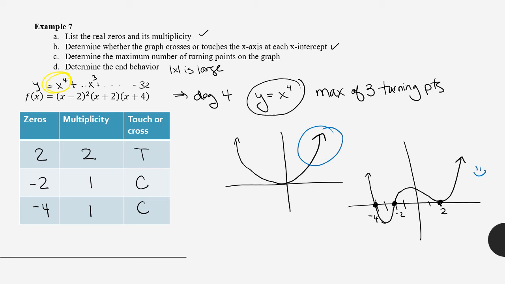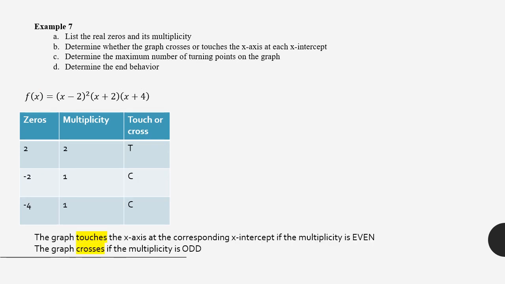Okay, and that's as much of a sketch as I need. So you're just going through the x-intercepts, touching or crossing based on what you have in your table. The end behavior tells you where to start the graph, whether it's second quadrant or third quadrant, and also where you should be ending, first or fourth. In this case, we wanted to end up in the first quadrant, and we did. Okay, so just a reminder, touch anytime the multiplicity is even, cross anytime the multiplicity is odd.